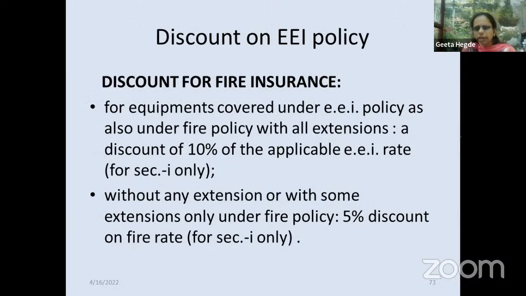This we are aware of and we need not see it for the exam, because EI can be covered under fire policy and also electronic equipment policy. Technically, there is a discount if it is covered under fire policy.